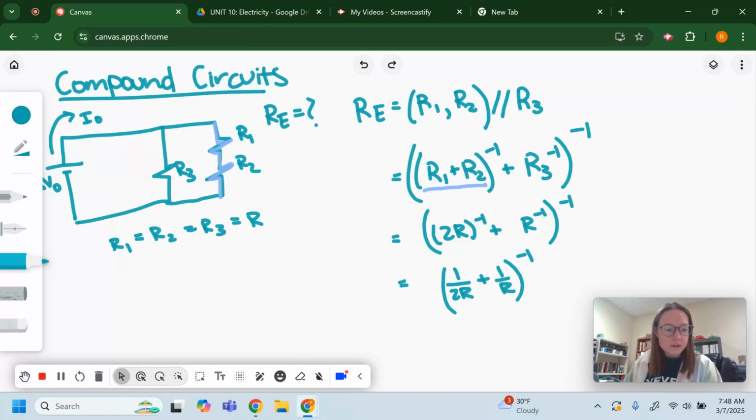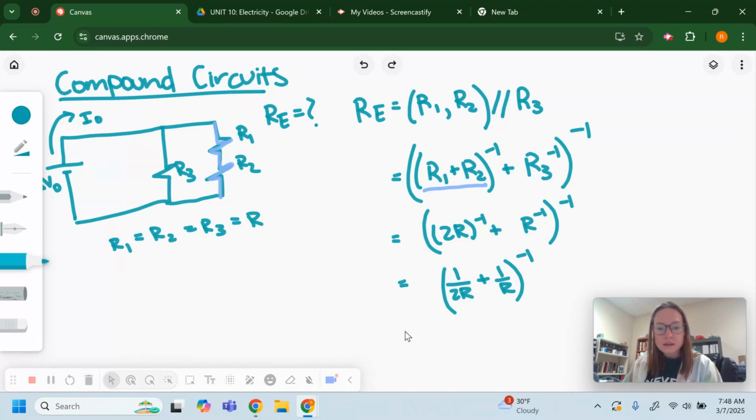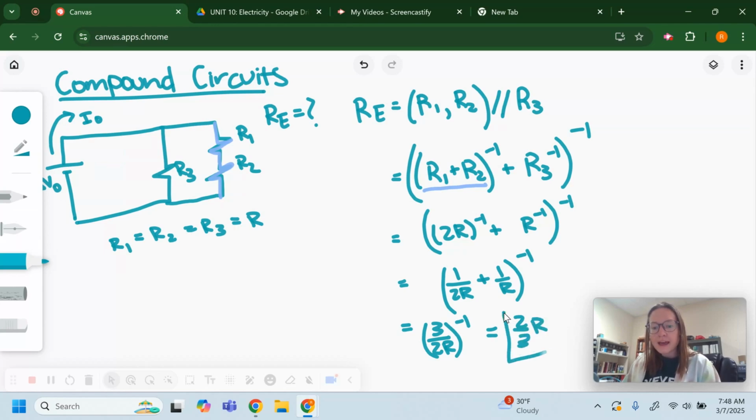Now, at this point, I can combine these two fractions, so this would be like 2 over 2R, and I get 3 over 2R, all to the -1. The -1 just means flip this thing upside down, and when I do, I get 2/3 R. And that is the equivalent resistance of this circuit.